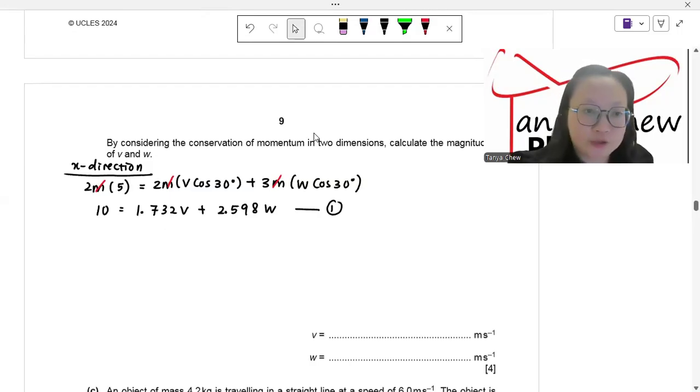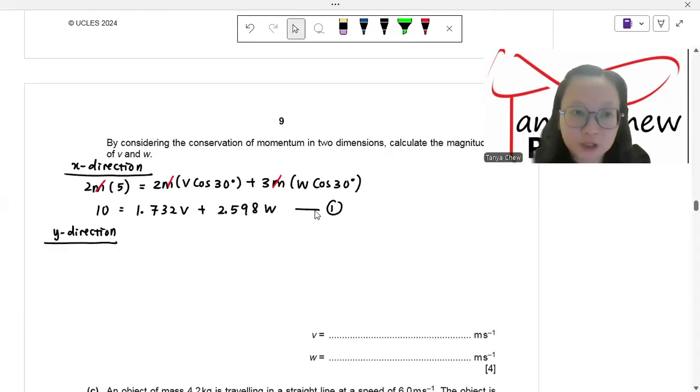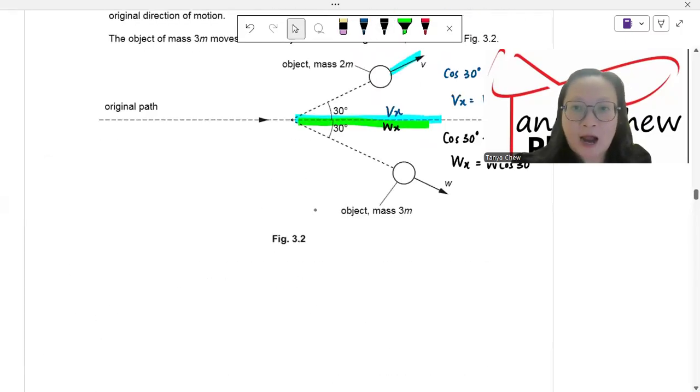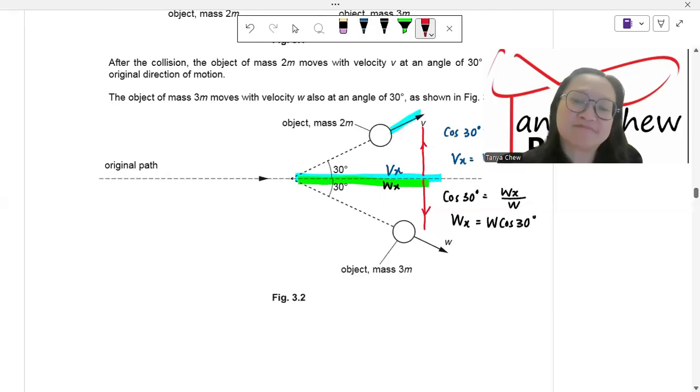Now, after that, I would like to resolve it into the y direction. To resolve it into the y direction, I look at the initial velocity of mass 2m, because mass 3m is not moving. It is moving in the horizontal direction. So the vertical initial momentum is equal to 0, because I cannot resolve it into the vertical direction. After that, look at this 2m: 2m V is upwards, 3m W is downwards. Since momentum is a vector quantity, I'll consider upward as positive and downwards as negative.